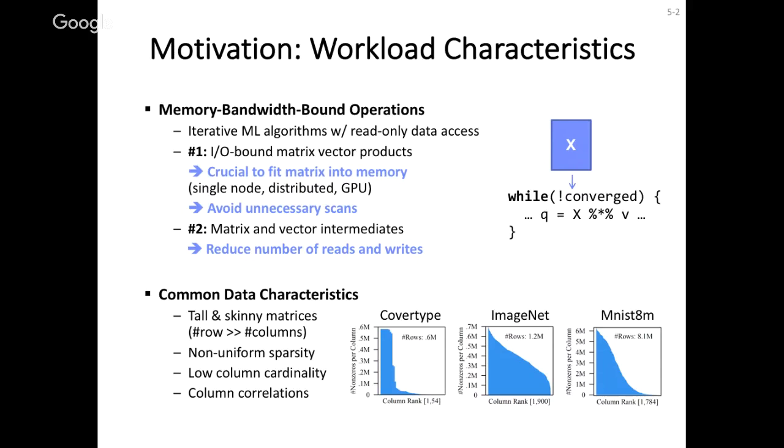Just to give you a flavor of how common data characteristics usually look, we usually have tall and skinny matrices where the number of rows is significantly larger than the number of columns. You see a non-uniform sparsity, where sparsity varies among features. So here you see 3 sparse data sets with essentially the sparsity skew in the number of features. Furthermore, you often see low column cardinality in terms of number of distinct values, and correlations between individual columns.